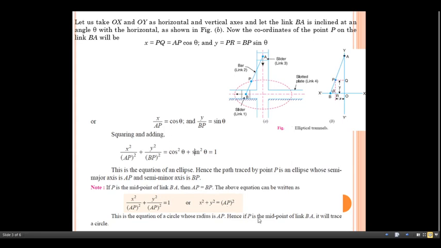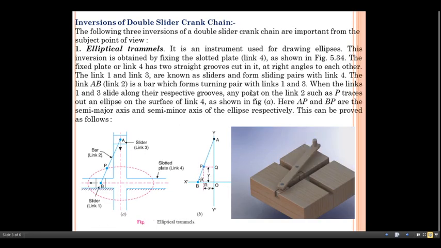Hence P, the midpoint of the link BA, will trace a circle. If I consider this one the midpoint of this link BA, you can get the circle here. To make it more clear, if you watch this animated video, the picture will be clearer. If I adjust the pen here, just see, this length goes out of the diagram. Try to follow the path of this point.